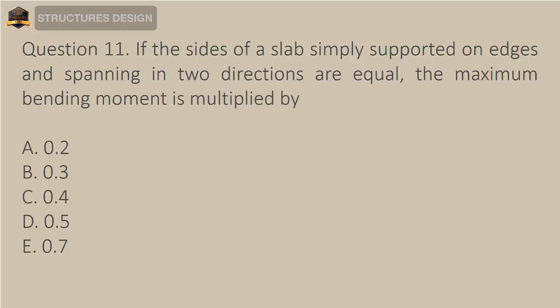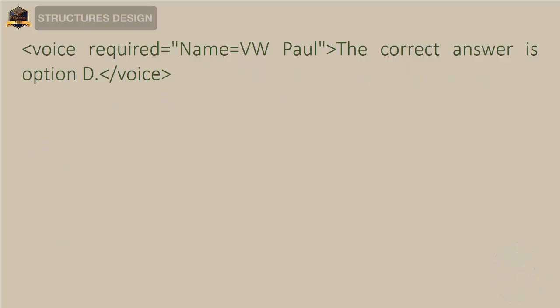Question 11. If the sides of a slab simply supported on edges and spanning in 2 directions are equal, the maximum bending moment is multiplied by: A, 0.2; B, 0.3; C, 0.4; D, 0.5; E, 0.7. The correct answer is option D.